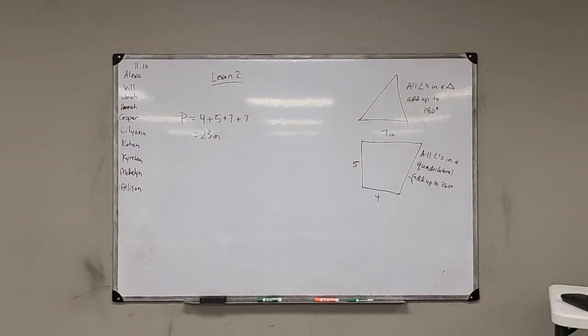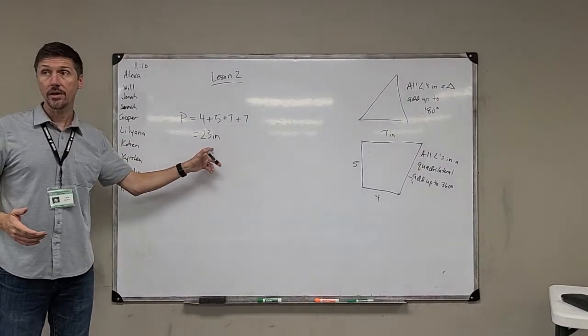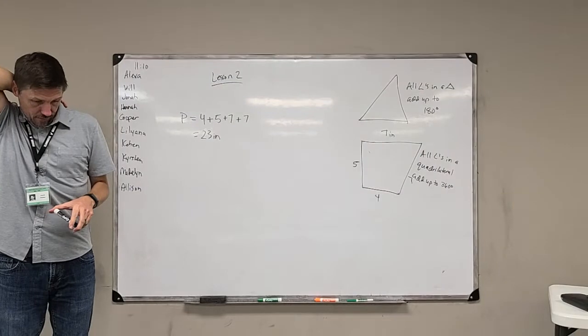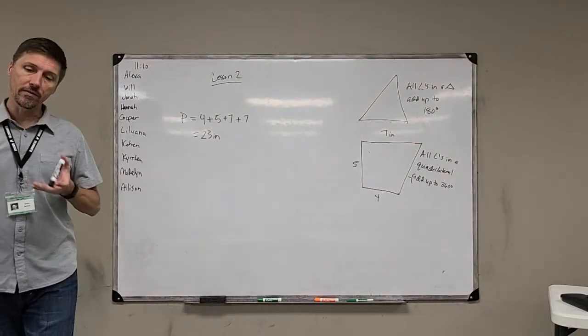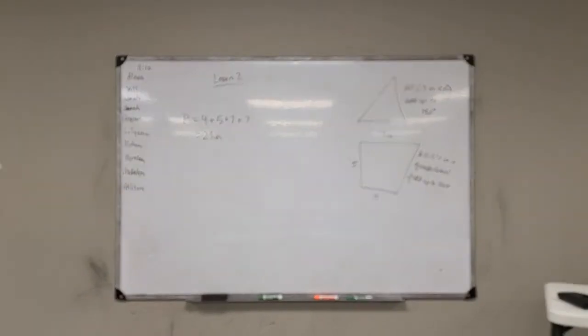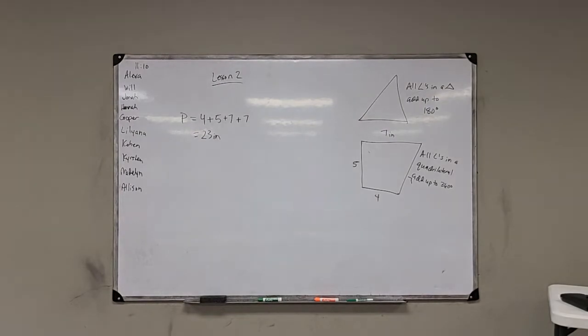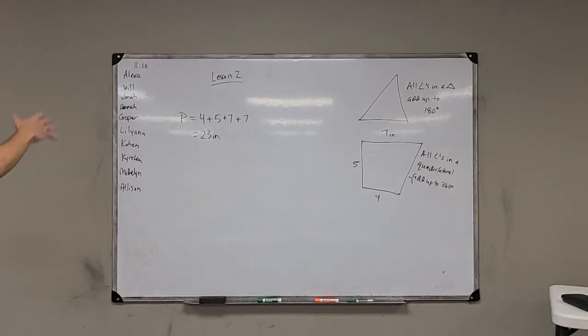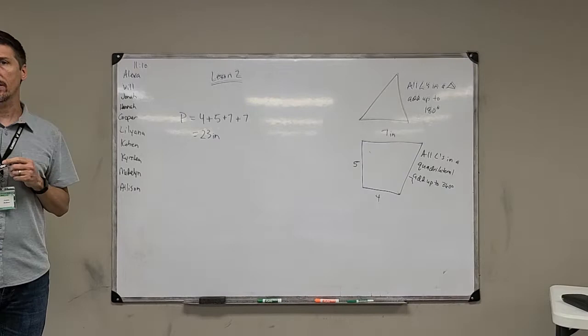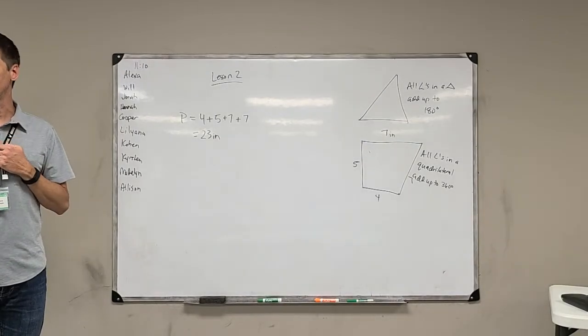All right. If I give you a unit of measure, you're always going to want to include that unit. So make sure that if I say it's inches or meters or whatever, your answer has that unit in there. But that's the way perimeter works. You just add up the length of all the sides, all the way around the polygon, and that'll give you the perimeter of that polygon.